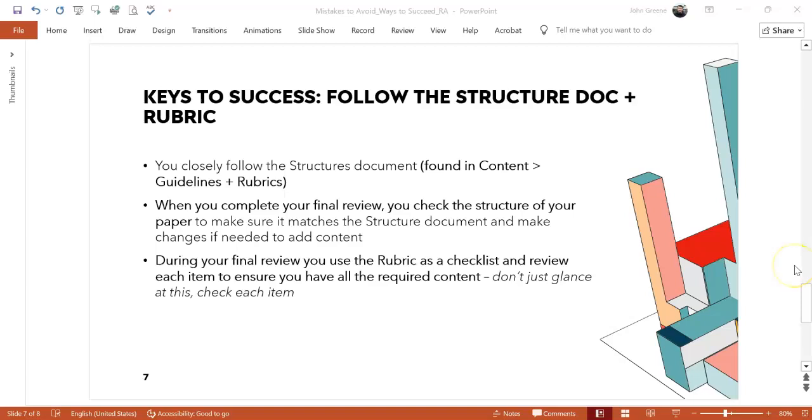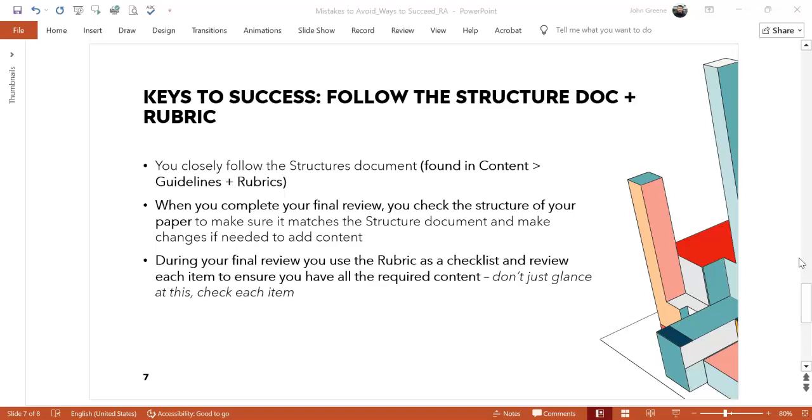And then when you get to your final review, so you've done your rough draft and now you're making revisions and maybe you're doing your final review, you need to check that structure document to make sure that you have included all of the content that I've said to include in your paper, okay? And just look at those side by side and make that comparison and make changes or add content if you need to. And then during your final review, you will also use the rubric as a checklist and review each item to make sure you have the required content, all of the required content.